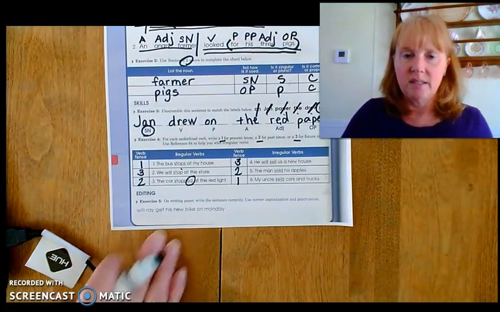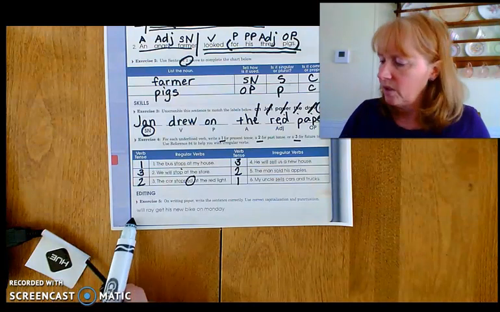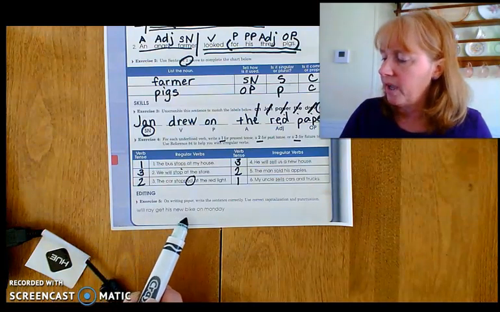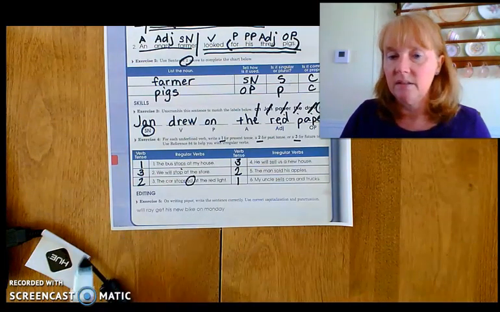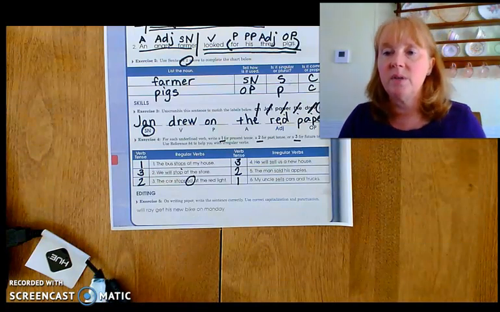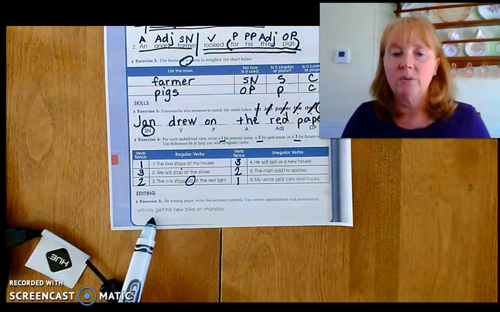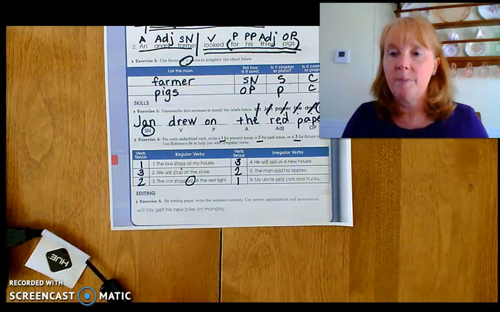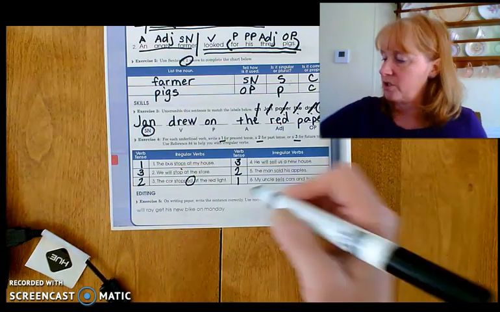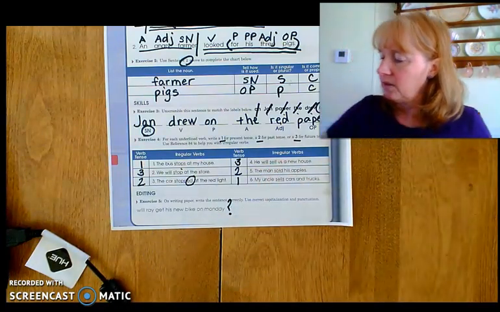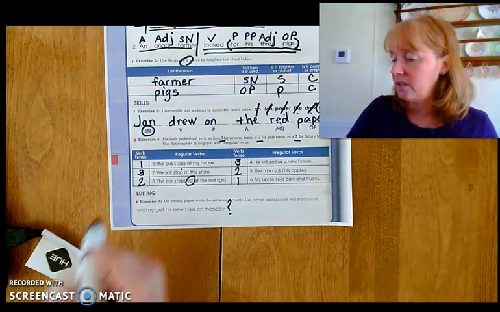Now we get to edit the sentence at the bottom. Will Ray get his new bike on Monday? What does that sound like to you? A statement or a question? Will Ray get his new bike on Monday? Question, right? What else do we need to do?